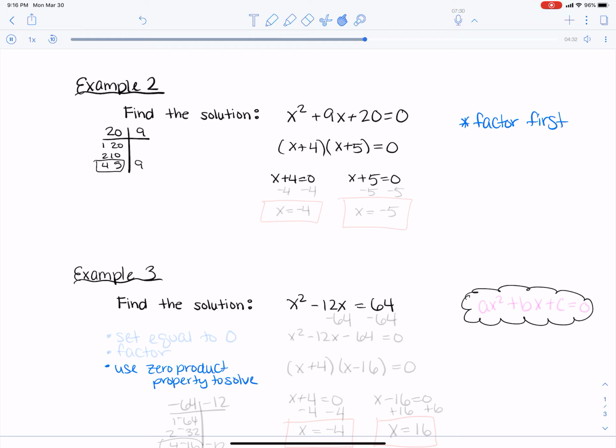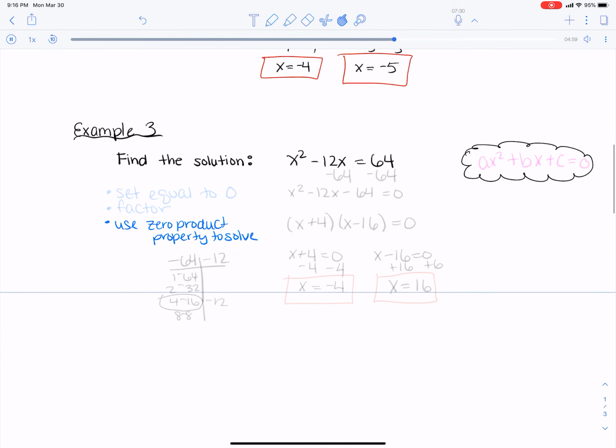Once they're both set equal to 0, we're going to solve for x on each side. So I'm going to subtract 4 from both sides over here. So we get x equals negative 4. And now I'm going to subtract 5 from both sides, so we get x equals negative 5. So those are my two solutions. My solutions are x equals negative 4 and x equals negative 5.